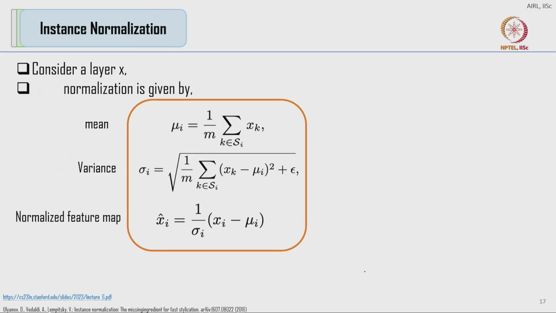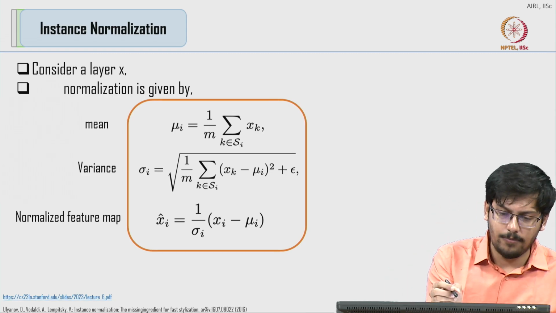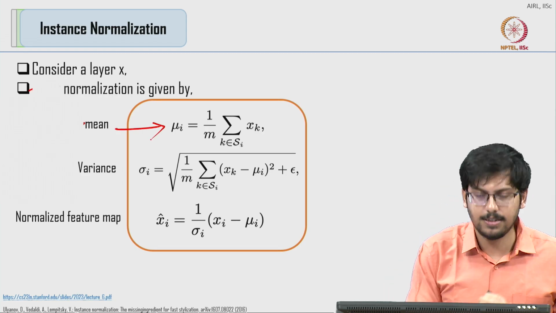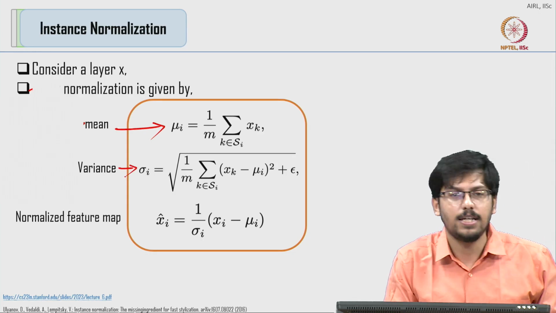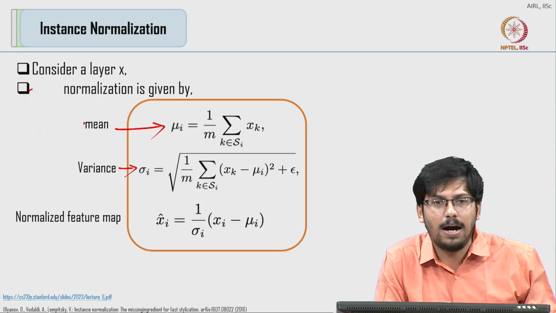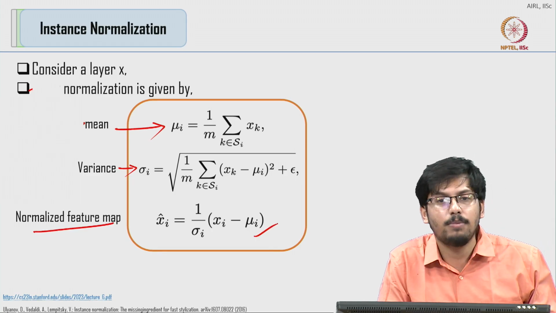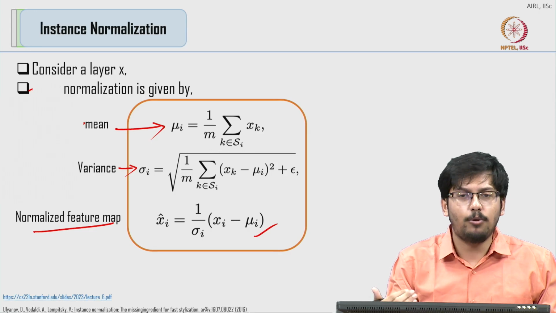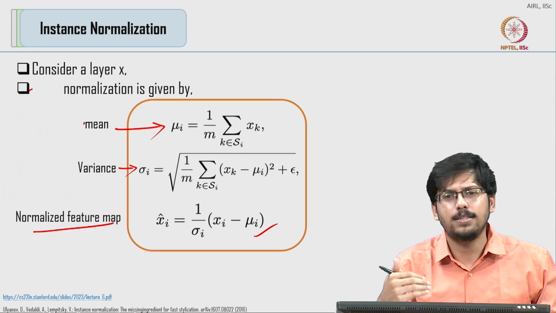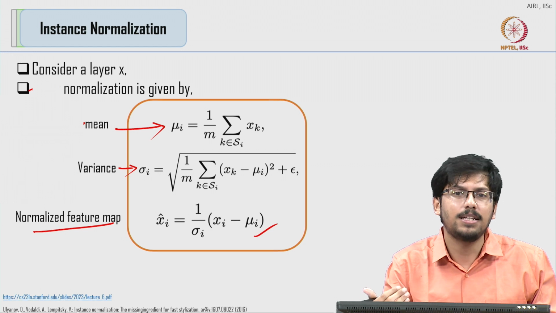Now let us take a look at a different type of normalization. This is the instance normalization. In instance normalization, the mean is computed in a similar manner which is mu, the variance is computed in a similar manner which is sigma i, and we calculate the normalized feature map which is given by this equation. So the process remains the same. The important part is across which axes we are taking the mean and variance.